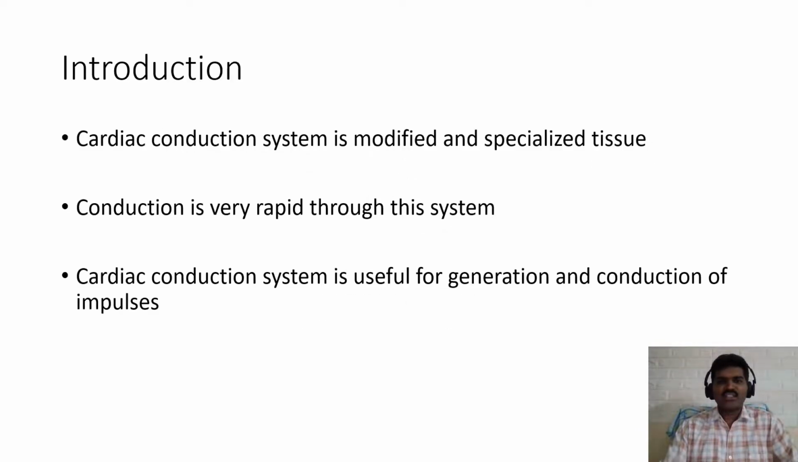So what is the conduction system of the heart? It's a specialized and modified cardiac tissue which is useful for generation and conduction of cardiac impulses. As you know already, the heart can generate its own impulses and propagate them. In the last lecture, we discussed that in detail. And conduction is very rapid through the system. The cardiac conduction system is useful for generation and conduction of the impulses.